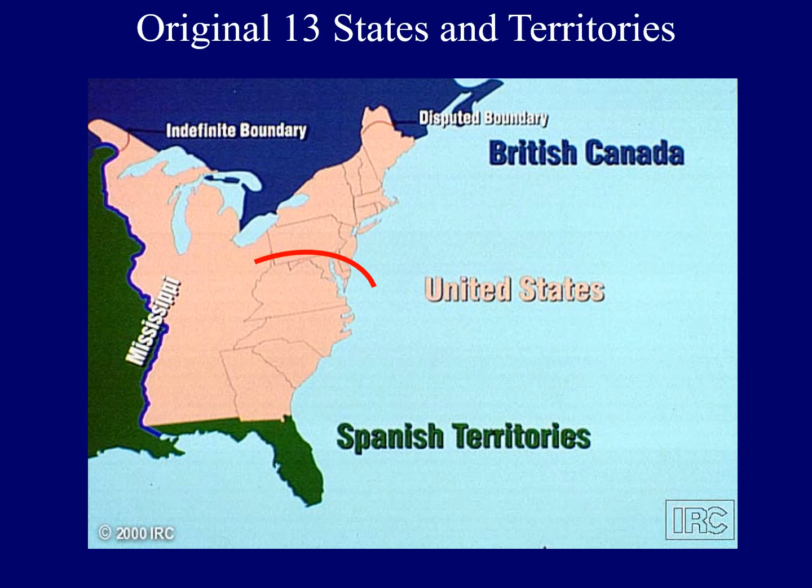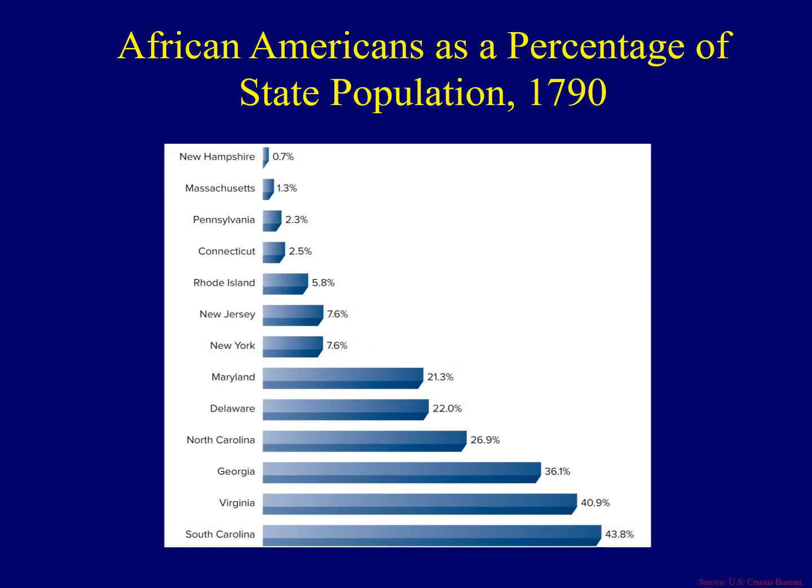Here we are back at the original 13 states and territories. That red line indicates an area where, south of that, slaves made up a large portion of the population because they played a crucial role in the South's economy. Slaves made up a large percentage of the population of many southern states. Representatives from those states would not even consider the elimination of slavery. But what they wanted to know was, well, how should we count slaves when determining each state's population?